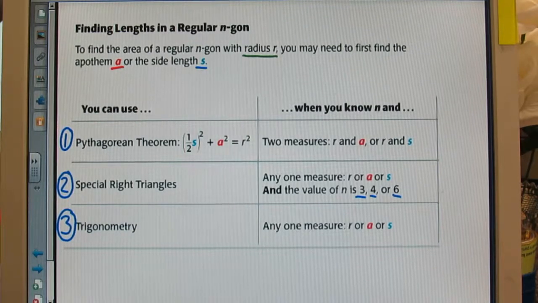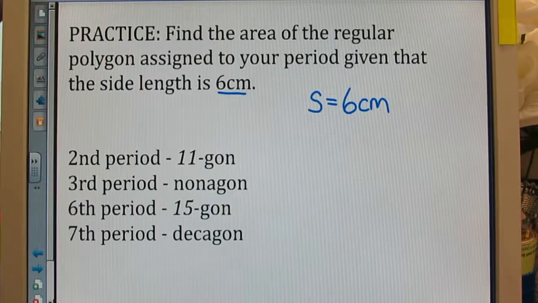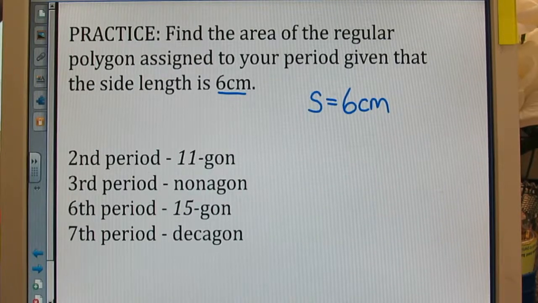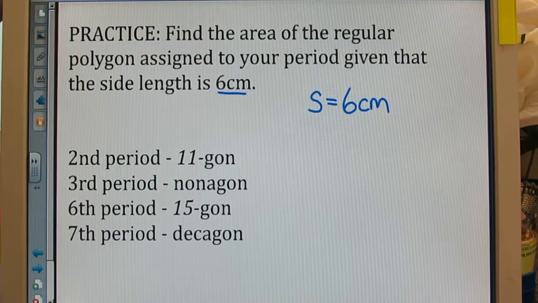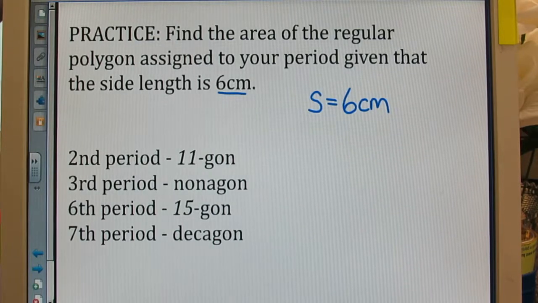So if you need to, go back and look at the example problem for a hexagon, because you're going to find the area of the regular polygon assigned to your period, given that the side length is 6 centimeters. So your s is equal to 6 centimeters. So second period, you're once again going to be finding the area for an 11-gon. Third period, you will be using a nonagon. Sixth period, you will be using a 15-gon. And seventh period, you will be using a decagon.